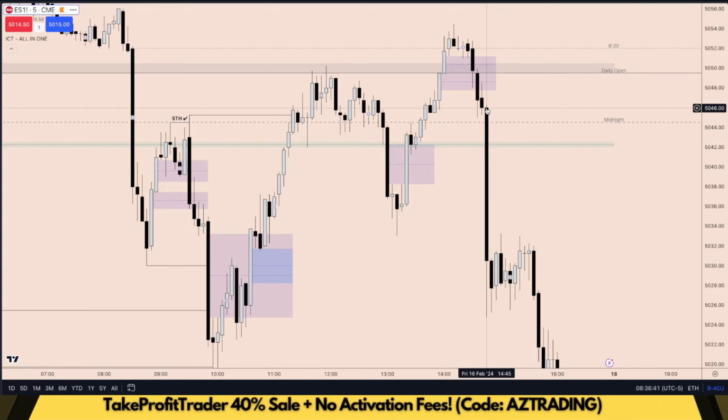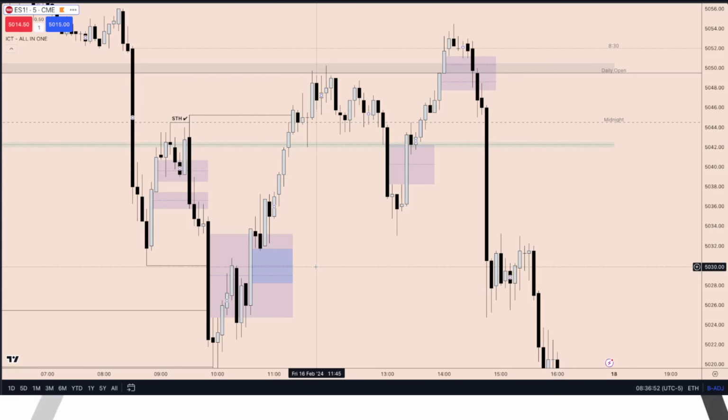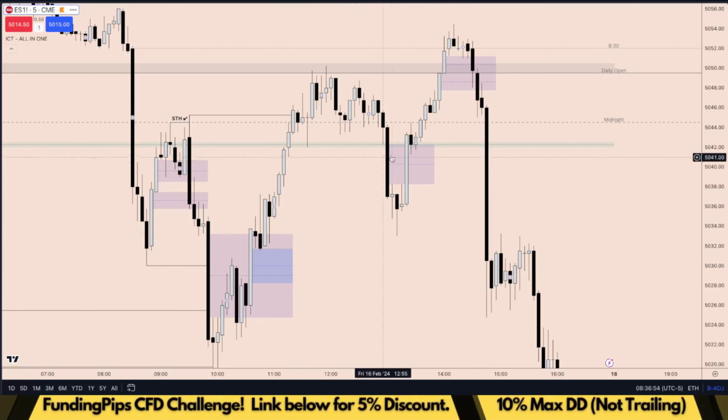This happened on a new 15-minute candle opening, 1440, 1445. This is a new 15-minute candle opening and we drop. Well, now that's where the real skill comes in. Where did we drop into?